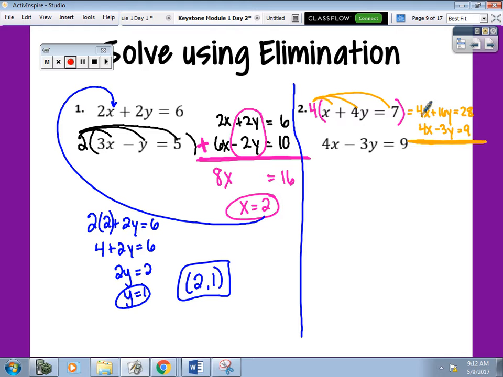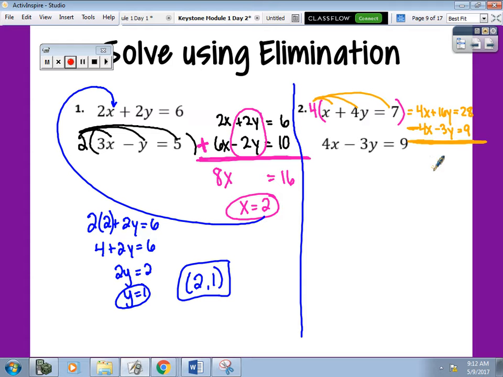What do you think? 4 plus 4 or 4 minus 4? Minus. Okay, again, same sign since they're both positive 4s, that's why it's the same sign as subtract. So 4 minus 4 is 0.